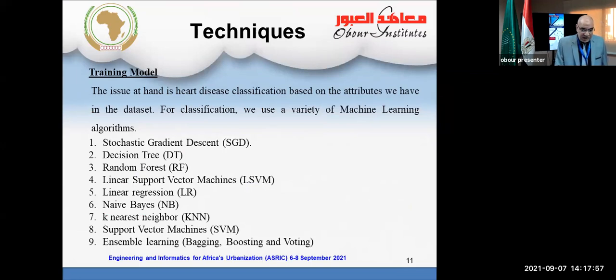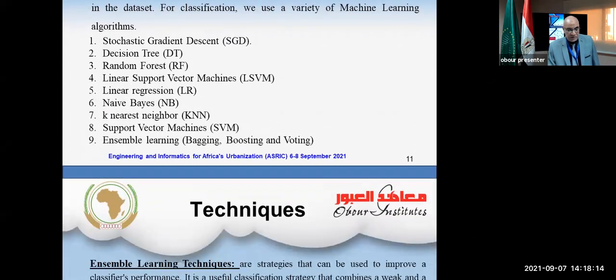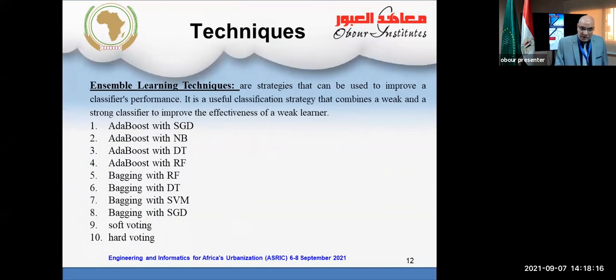models of machine learning like stochastic gradient descent, decision tree, random forest, linear support vector machine, logistic regression, naive Bayes, k-nearest neighbor, and support vector machine, with ensemble learning: bagging, boosting, and voting. Ensemble learning techniques are strategies that can be used to improve the classifier's performance. It's a useful classification strategy that combines weak and strong classifiers to improve the effectiveness of a weak learner.